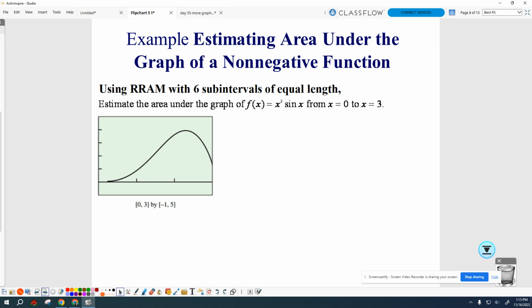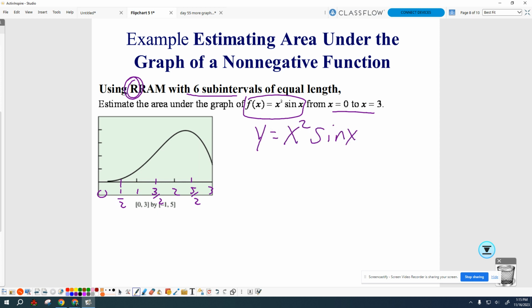But in the meantime, I want to see if you can brute force through this with a calculator. I want you to calculate using RRAM, 6 subintervals from 0 to 3. What's the change in x? 1/2? 0, 1/2, 1, 3/2, 2, 5/2. Is that x squared or x? Find the area under the curve, approximated with RRAM.